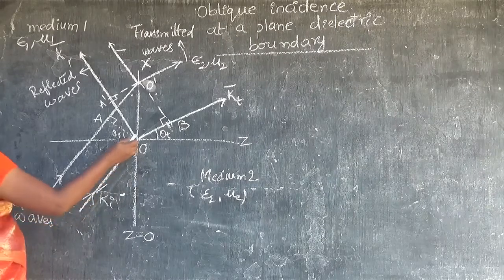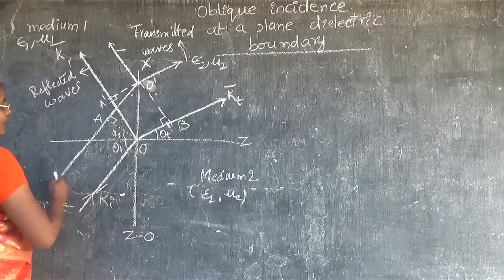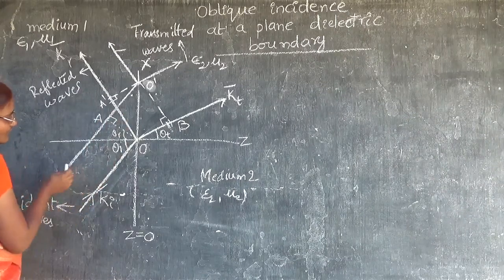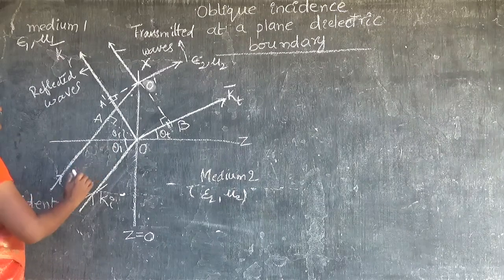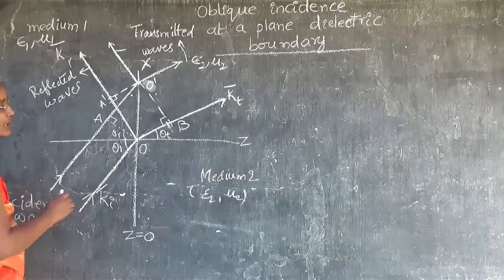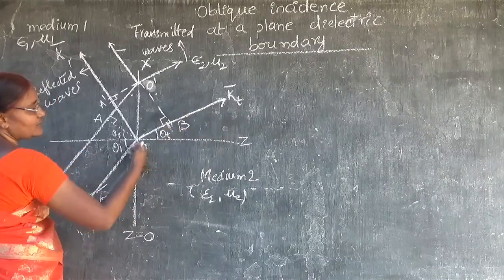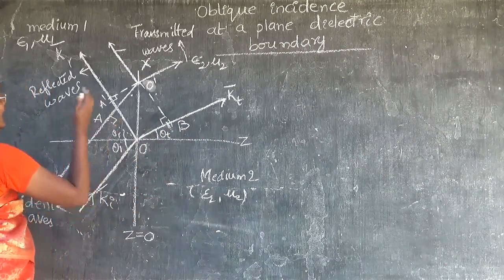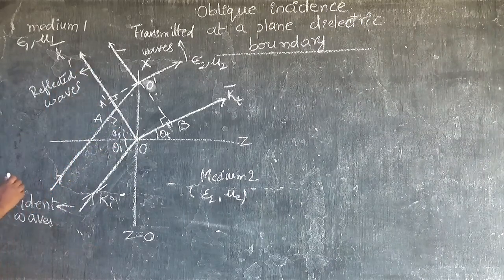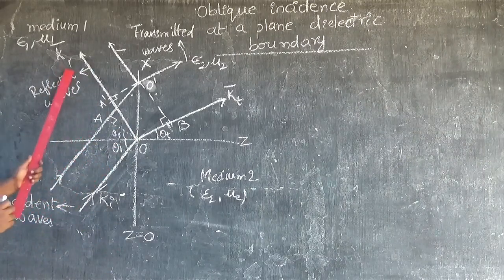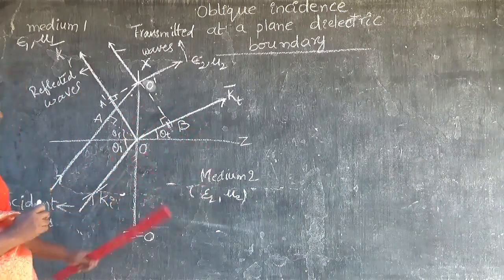And this is the incident wave, and these are the equiphase surfaces. So between these two lines, my incident wave is going to transmit. And here this is the transmitted wave, the wave transmitted in the other medium, and this is the wave which is reflected into the same medium. So the incident wave and reflected wave are in medium 1 and the transmitted wave is in medium 2.